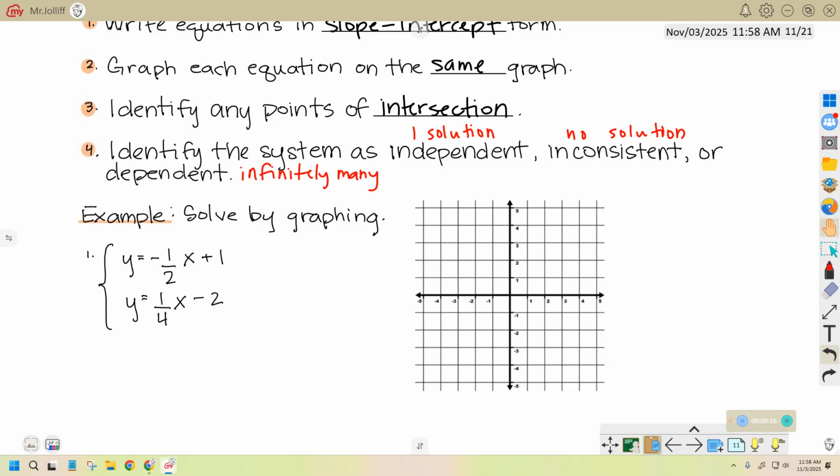Yes, Vicky. Very good. Different slopes, 1/2 and 1/4. So I know they tilt at different rates. One is steeper than the other. So at some point they have to cross. Good. So we're going to graph.